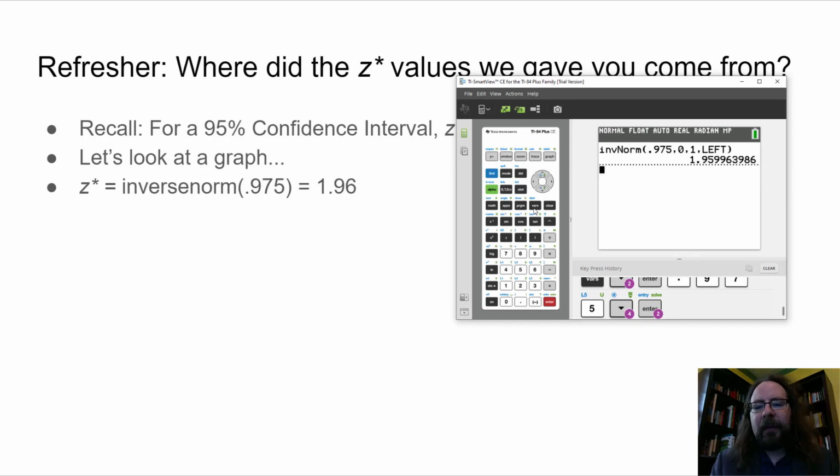So that's how we use the structure of the curve to know how to use inverse norm to give us that critical z. The important thing to take away there is that we're not putting in the actual percent of the interval, we're putting in the percentile of that upper bound, which in this case is 0.975.